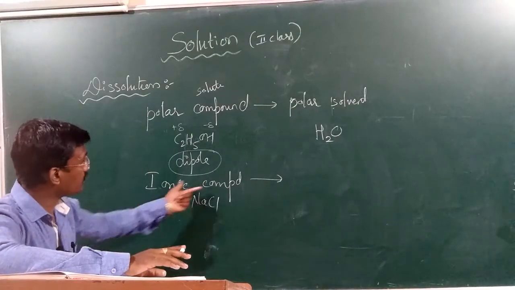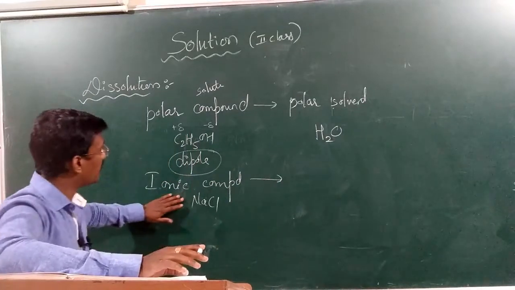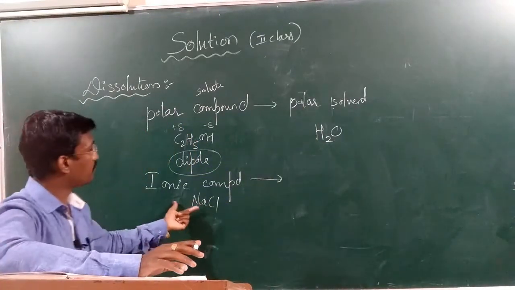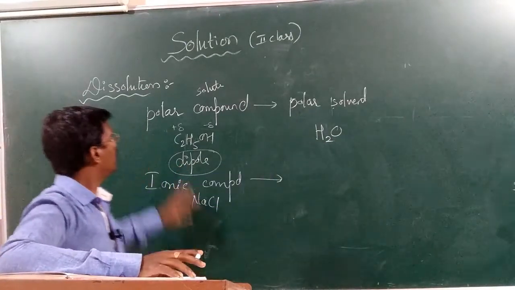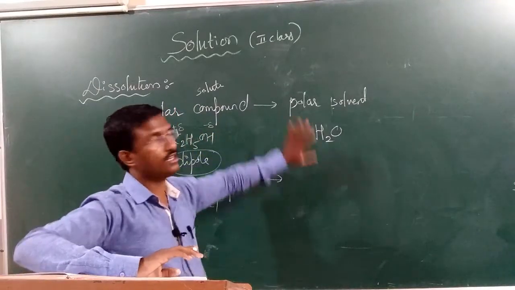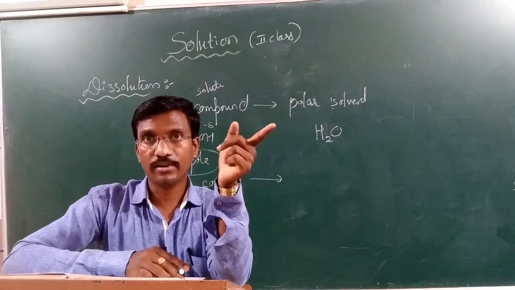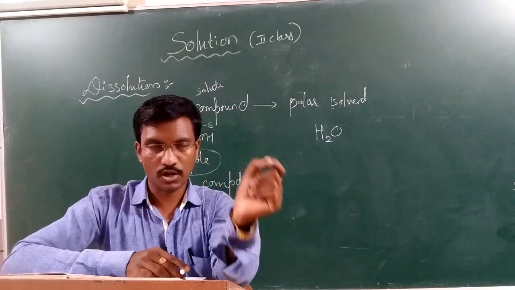So these ionic compounds are soluble in water. Therefore, ionic compounds are soluble in polar solvent because ionic compounds are also exhibiting the dipole. Therefore, these are soluble in polar solvent, and polar compounds being a dipole are also soluble in polar solvent. So keep in your mind, polar compounds are soluble in polar solvent. Even ionic compounds are also soluble in polar solvent.